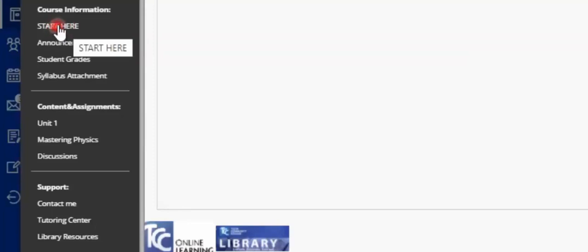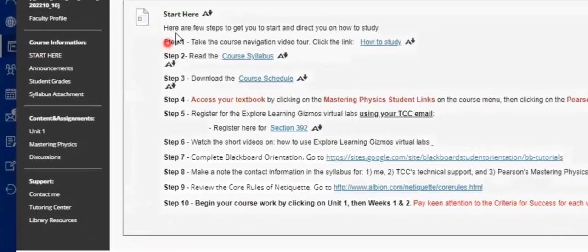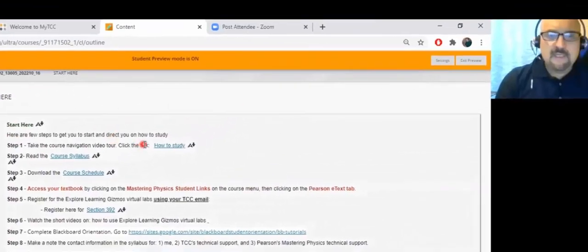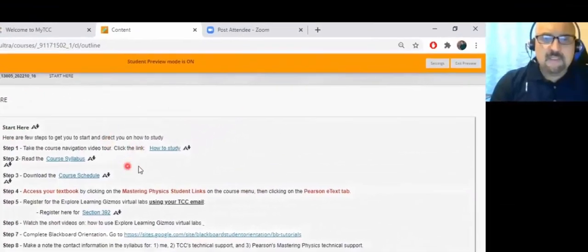If you click on the Start Here tab, it will take you to the Start Here area, where you'll see several links. How to study: make sure to read it well. It will walk you through how to study for this course. The course syllabus is basically the contract between the instructor and the students that lays down the expectations of this course and how you'll be evaluated. And then the course schedule, which has all the deadlines. I will start with the course schedule.